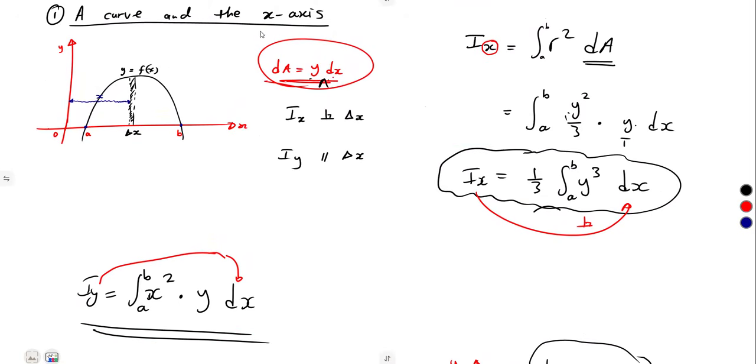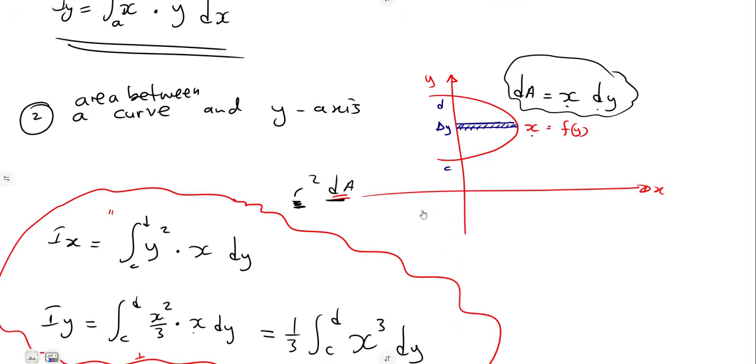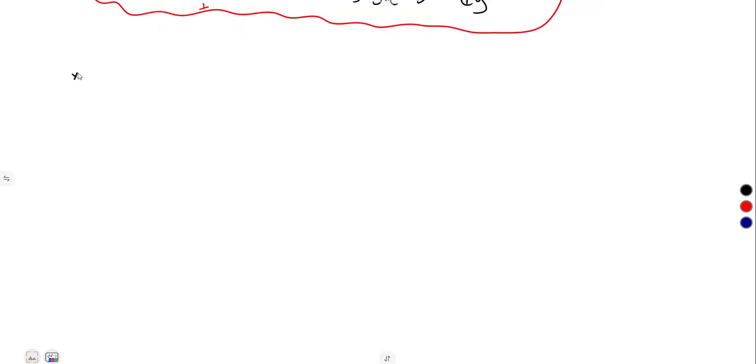Between a curve and the x-axis. This one was a curve and the y-axis. So it is the same thing, even if there are two curves that we are given. Still, we can use the same approach.